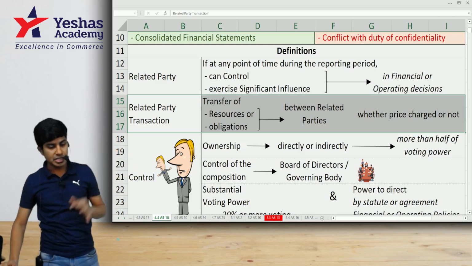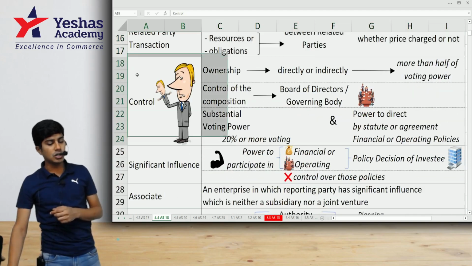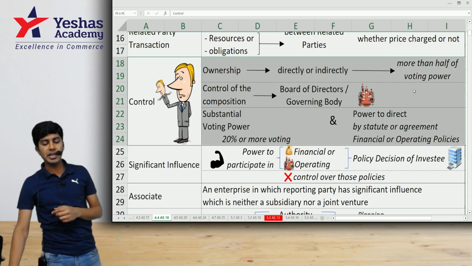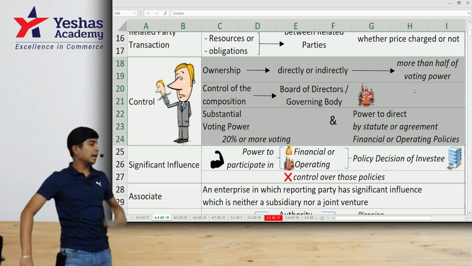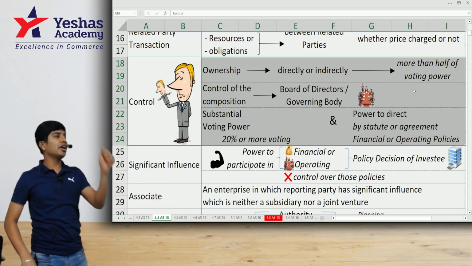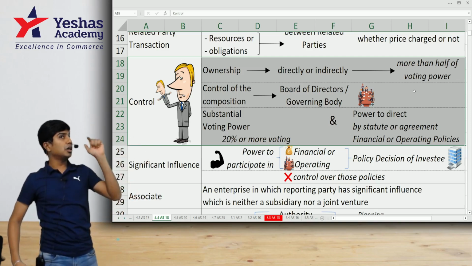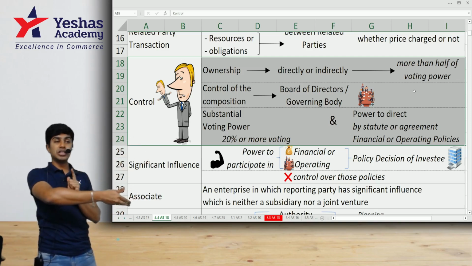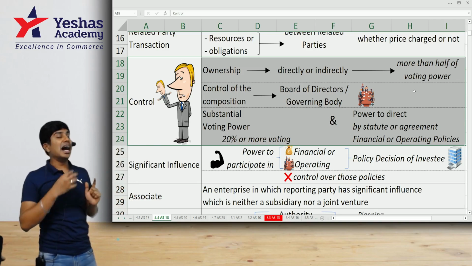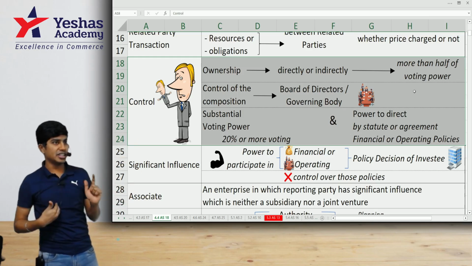Now we use two words, control and significant influence. What does it mean? Control. This is what will make a company a subsidiary of another company. A company is supposed to be my subsidiary company when I have control over it. How can I have control? Point number one, I have more than 50% of voting. Point number two, I don't have more than 50% voting rights in that company, but I control the composition of the board of directors in that company. Again, then it's my subsidiary.